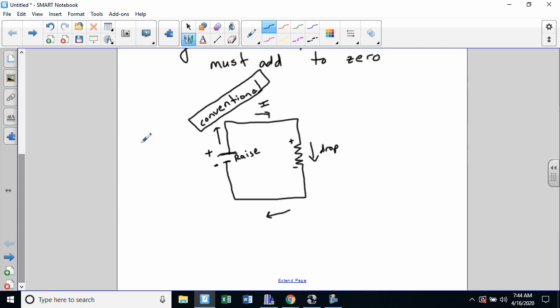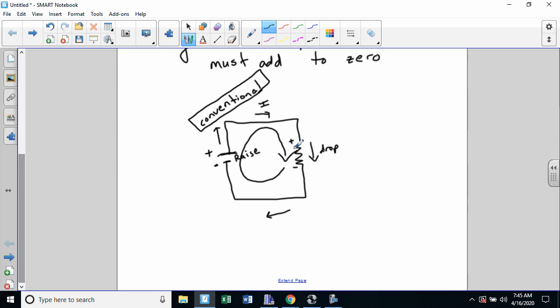So for example, in order to do a Kirchhoff loop rule on this simple circuit, I want to choose a closed loop. I only have one closed loop here, so this is a pretty simple one. And then I'm just going to choose a direction. Usually I try to choose the direction of the current. So I am going to do a clockwise loop right here.